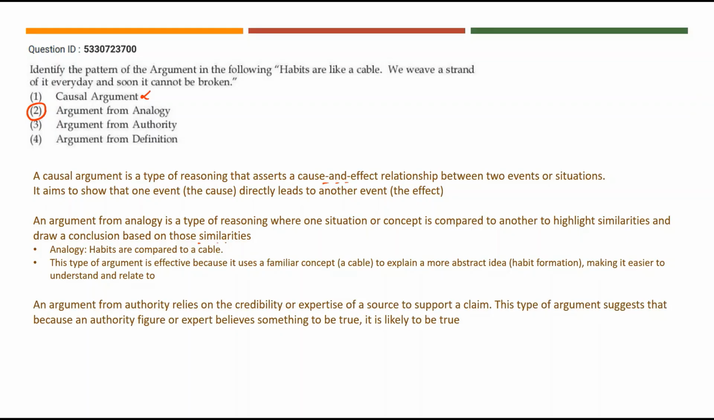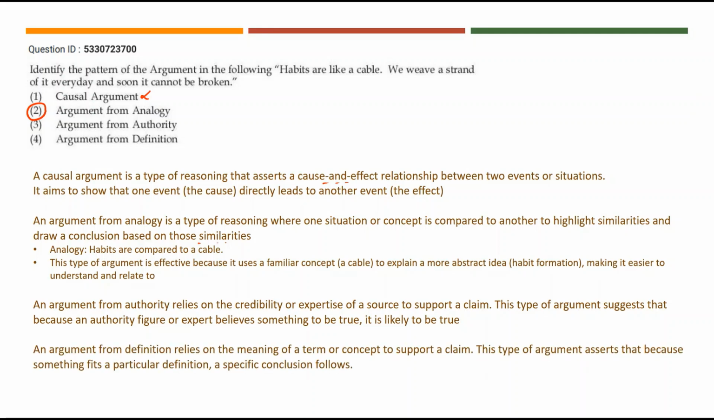What is argument from authority? This relies on the credibility or expertise of a source to support a claim. It also suggests that because an authority figure or expert believes something to be true, it is likely to be true. If somebody in an authorized position is telling you something, we can believe it. That is what they are saying.